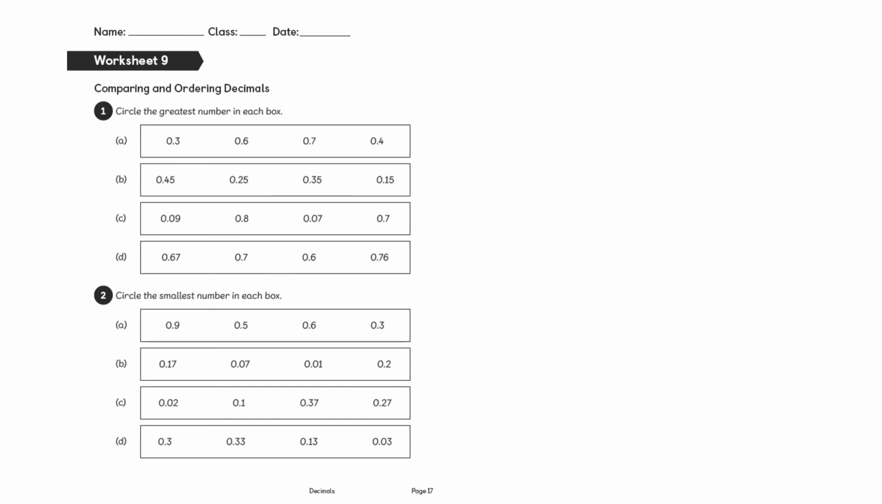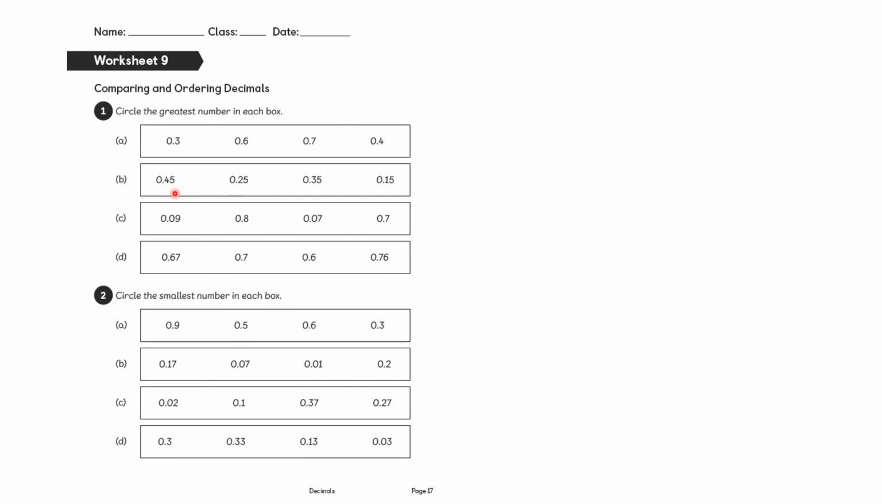When you go to your worksheet, it's going to look like this. And it's asking you to order the decimals. Okay. So it's giving you, for the first one, 0.3, 0.6, 0.7 and 0.4. So think about how many tenths counters you would have for each of these. You would have 3 tenth counters here. You would have 7 here. You would have 4 and you would have 6. So think about which is the greatest number in this box.